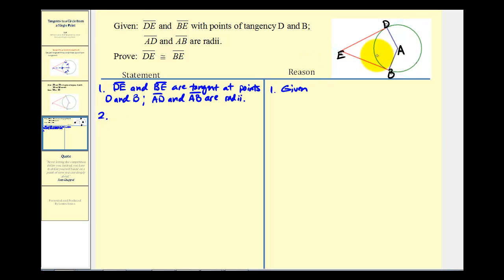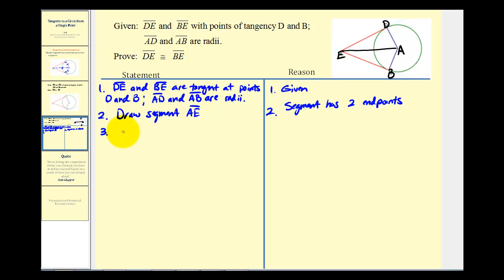Step 2, let's go ahead and draw segment AE. And the reason here is a segment has two endpoints. Now that we have our two triangles, let's go ahead and state that segment AD is congruent to segment AB here and here. The reason for this is that all radii of the same circle are congruent.